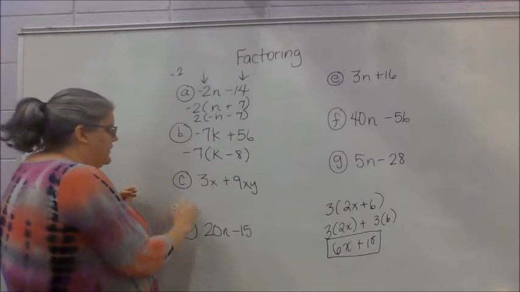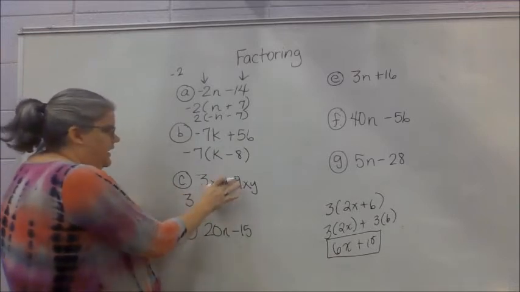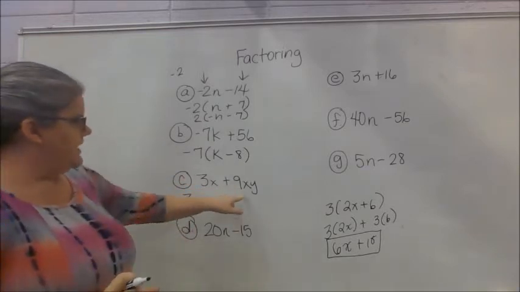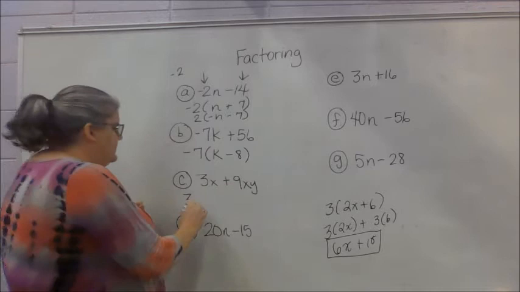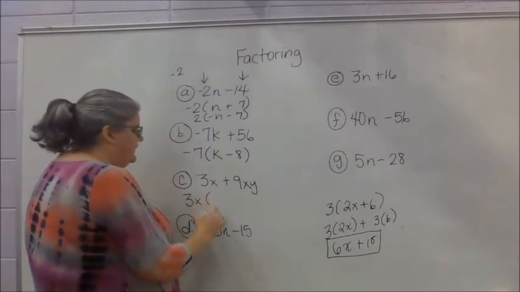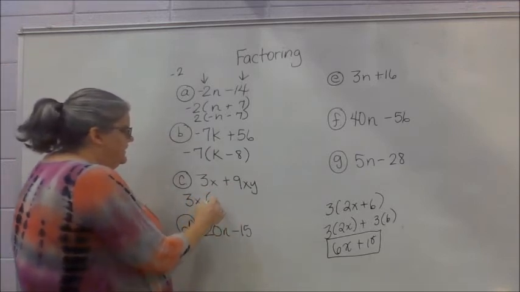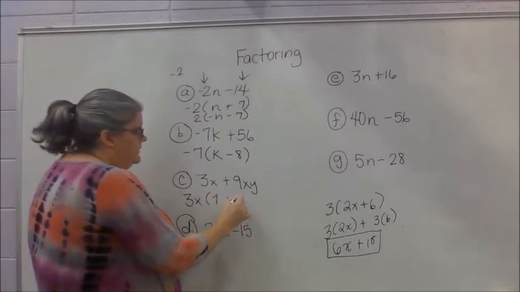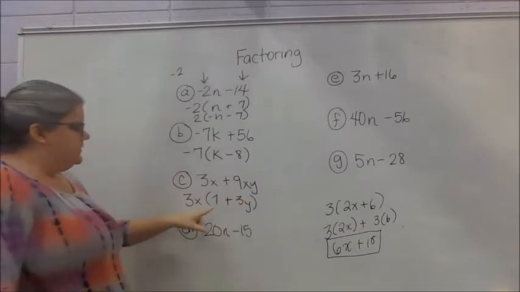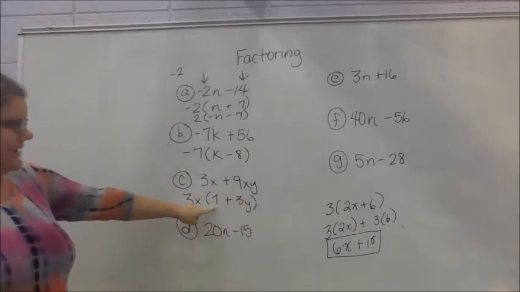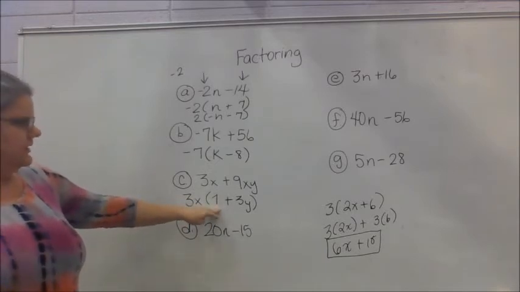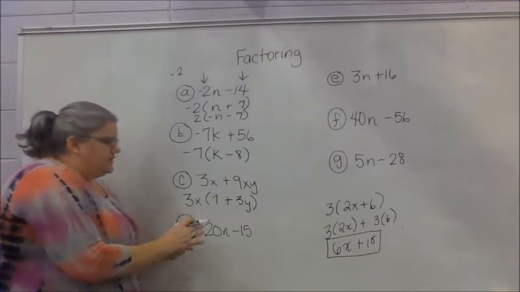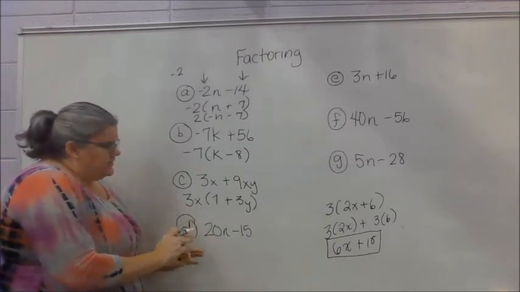Here, I know I can factor out a 3 out of both the 3 and the 9. But the nifty thing here is I can also factor out an x out of each of these terms. So I can actually factor out 3x, and then this is just going to be a 1 left over plus a 3y. I do want to put that 1 there because 3x times 1 is where that 3x comes back into play.